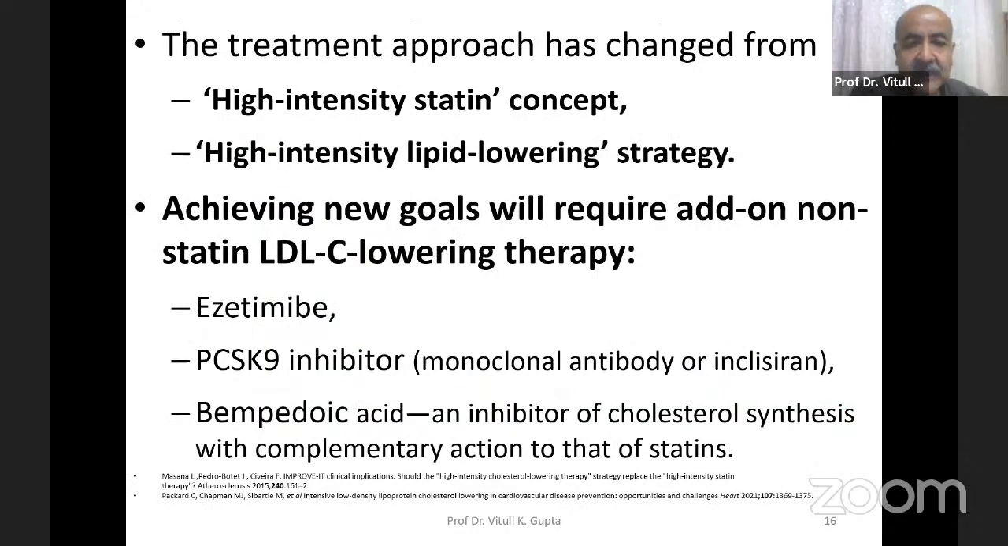The treatment approach has changed from the high intensity statin concept to a high intensity lipid lowering strategy. So there is a major shift. 10 years back, we were talking about the high intensity statin concept, and now we are talking about high intensity lipid lowering therapy. Achieving new goals will require add-on non-statin LDL-C lowering therapies like ezetimibe, PCSK9 inhibitors, and the recently introduced bempedoic acid.